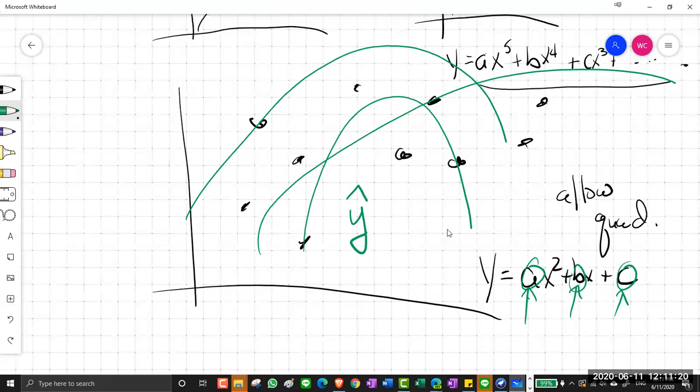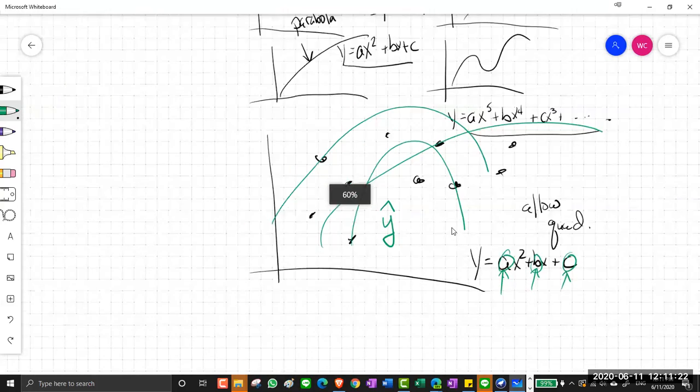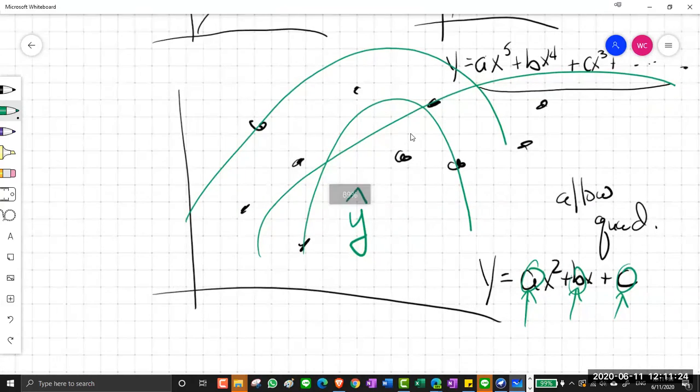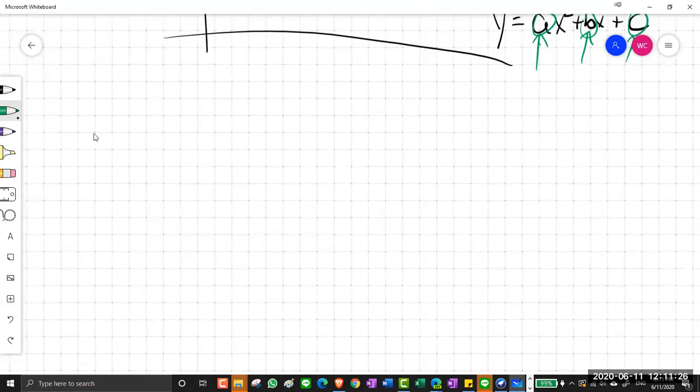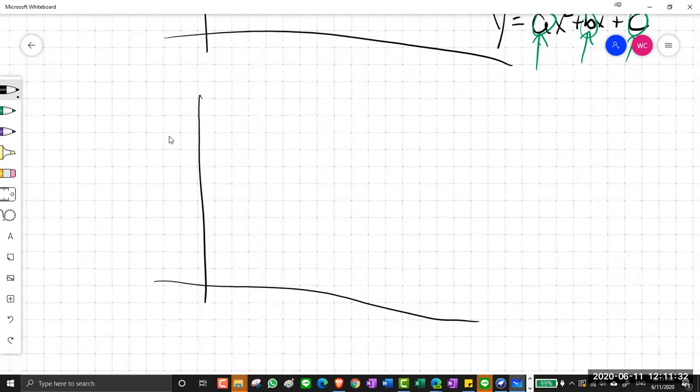So let me go back to this. Let me go back to this, and this, and this. Sorry, that should be black. I'll draw the line model purple this time. I meant to draw it green. Okay, there's the model.